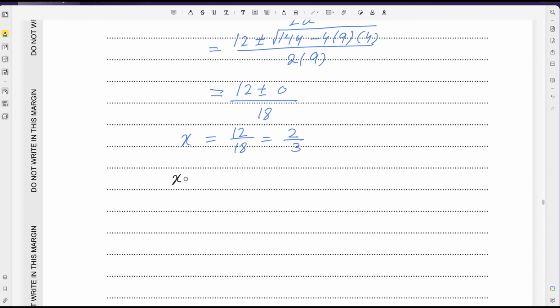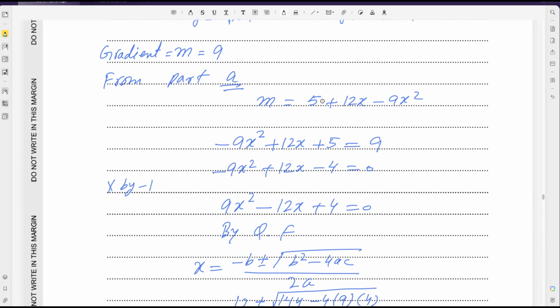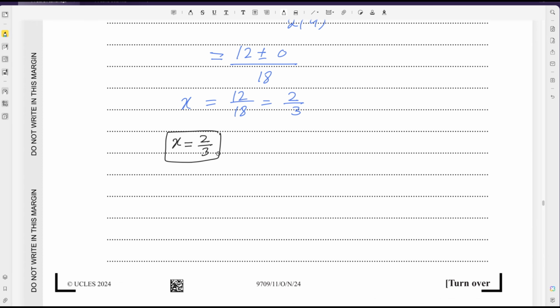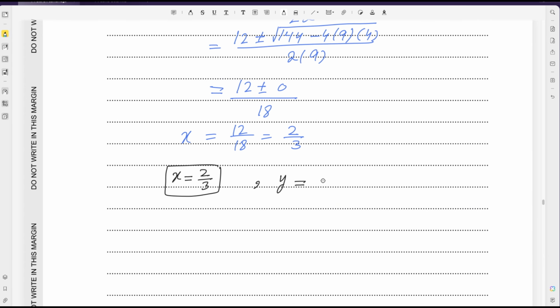This is the x coordinate of the point when the gradient is 9, 2 over 3. We use the gradient as 9 because the tangent's gradient is 9, and we found the point where the gradient is 9. We got the x coordinate. Still you need to find the y coordinate. The equation of the curve is given as y equals 4 plus 5x plus 6x square minus 3x cube.